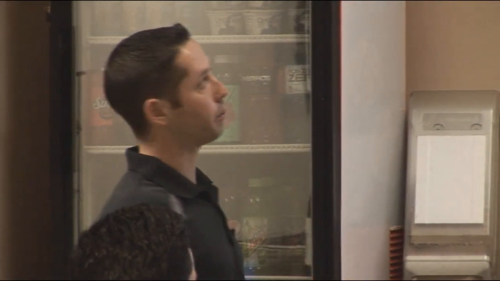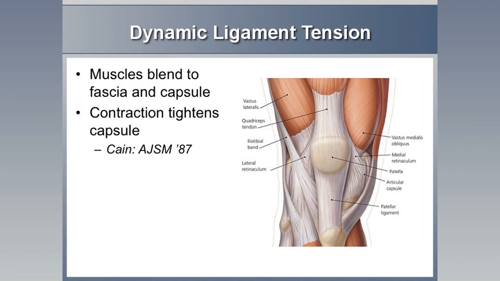The next component of dynamic stability after joint compression is dynamic ligament tension. Now, when we first started talking about this, give or take 20 years ago, and it was actually a pretty good study in Kane, I guess that's been longer than 20 years now, it was about how the muscles blend with the capsule. It wasn't really how they blend with the fascia, but we're smarter now, right? We know that the fascia is involved. But it's how your muscles blend with your static stabilizers. So we call this dynamic ligament tension.